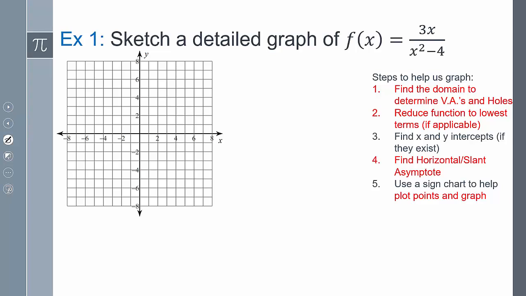So determining the domain, if I factor the bottom, I get x plus 2, x minus 2, nothing cancels out. So I just have vertical asymptotes at x equals negative 2 and x equals positive 2. So I'm going to draw those in. I have a vertical asymptote here, and I have a vertical asymptote here.